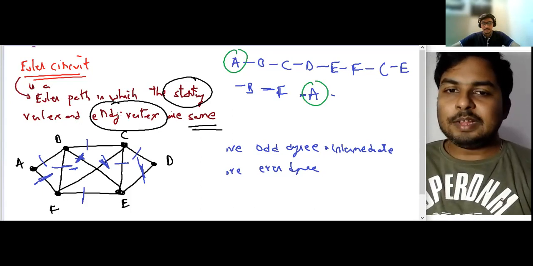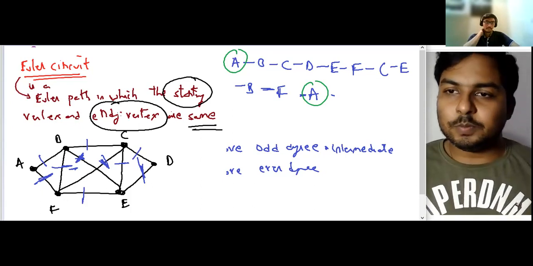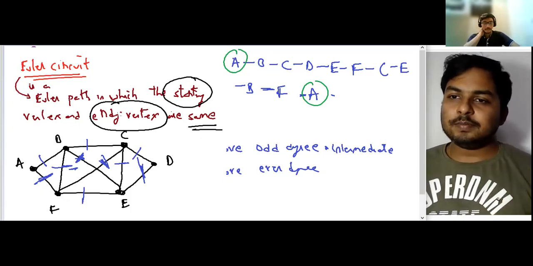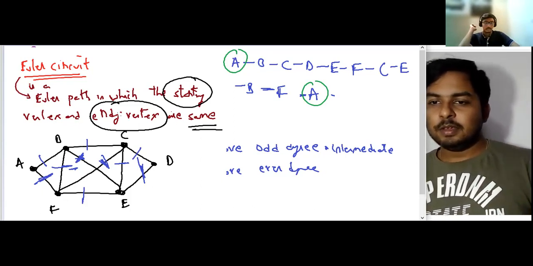Can you think of any other path? Maybe we can think of any other path that is possible in this graph. Let me know. It's not that only one path or one circuit will be there. More than one circuit can also be there. Okay, I'll be back.